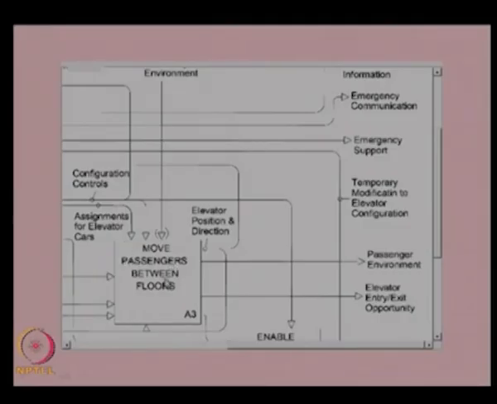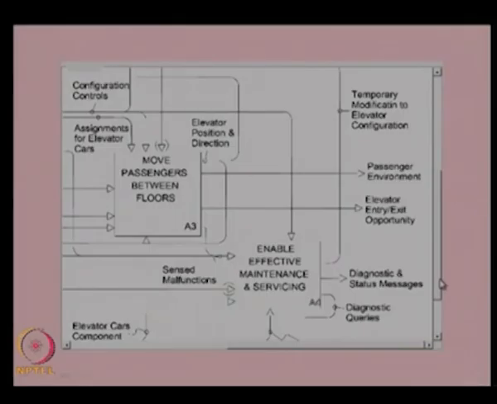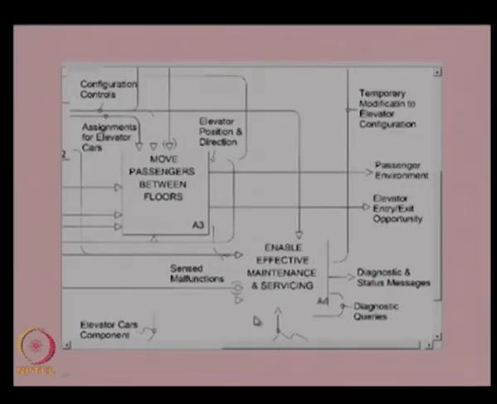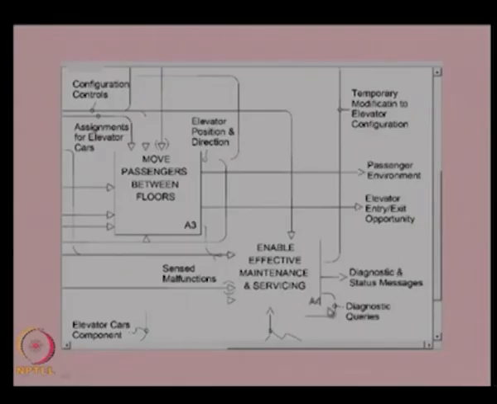So this is the A3 level function, and then the last function is to enable effective maintenance and servicing of the system. In order to provide the elevator services we need to have effective maintenance servicing also. The input from various sources will be coming about the status of all the functions and other controls, and the sensed malfunctions also will be coming as input. Based on this, the function will process the diagnostic and status messages and send them as an output from here, and these queries will also be used by other functions in order to execute their functions.